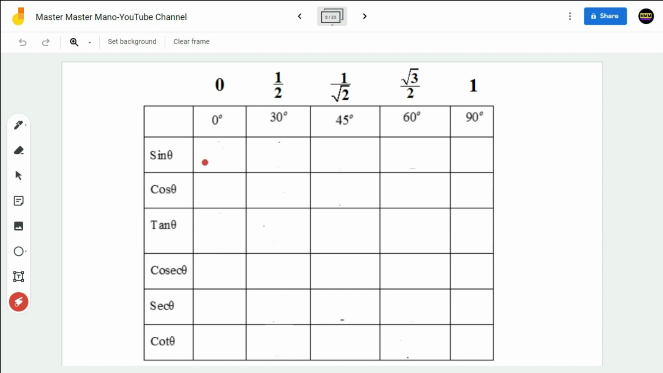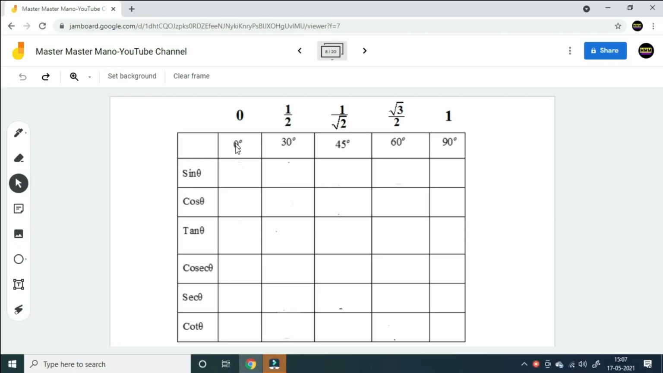Let us first fill the sin theta values. For sin 0 degree, 0 should come here. For sin 30 degree, 1 by 2 should come here. For sin 45 degree, 1 by root 2 should come here. For sin 60 degree, root 3 by 2 should come here. For sin 90 degree, 1 should come here.